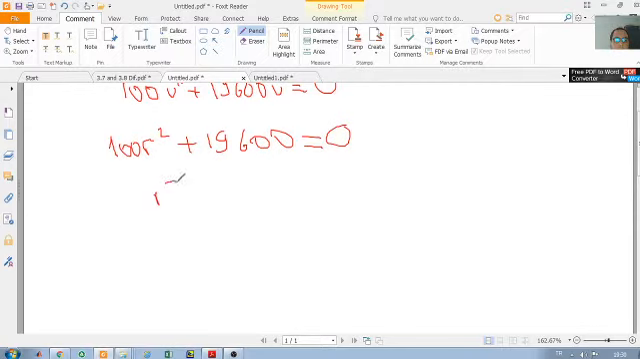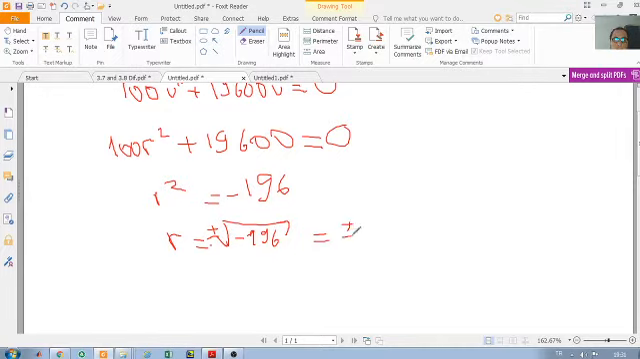And from here we obtain r squared is equal to minus 196, which means we actually have complex roots, namely r will be plus minus square root of minus 196. Okay, and from here we obtain plus minus 14i, which means here alpha is equal to 0, beta is equal to 14.